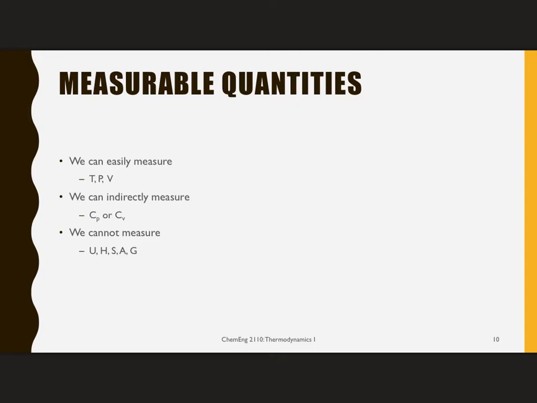Our goal has been to use these in such a way that we can recast things in terms of things that can be measured. T, P, and V can be measured easily. C sub P and C sub V can be measured indirectly, but that's possible. But we don't have a way of measuring internal energy, enthalpy, entropy, Helmholtz energy, or Gibbs energy. So our goal is to estimate these last five in terms of things that can be measured.